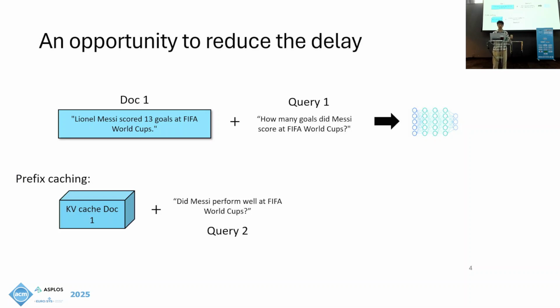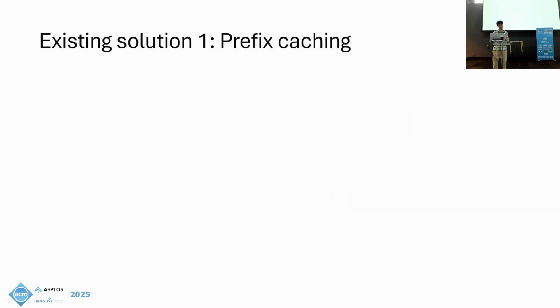In this way, we no longer feed the raw text into the LLM. Instead, we feed the KV cache of document one into the LLM. This way, we can significantly accelerate the generation because we no longer need to regenerate the KV cache of document one. However, prefix caching can be very limited, especially under RAG scenarios.